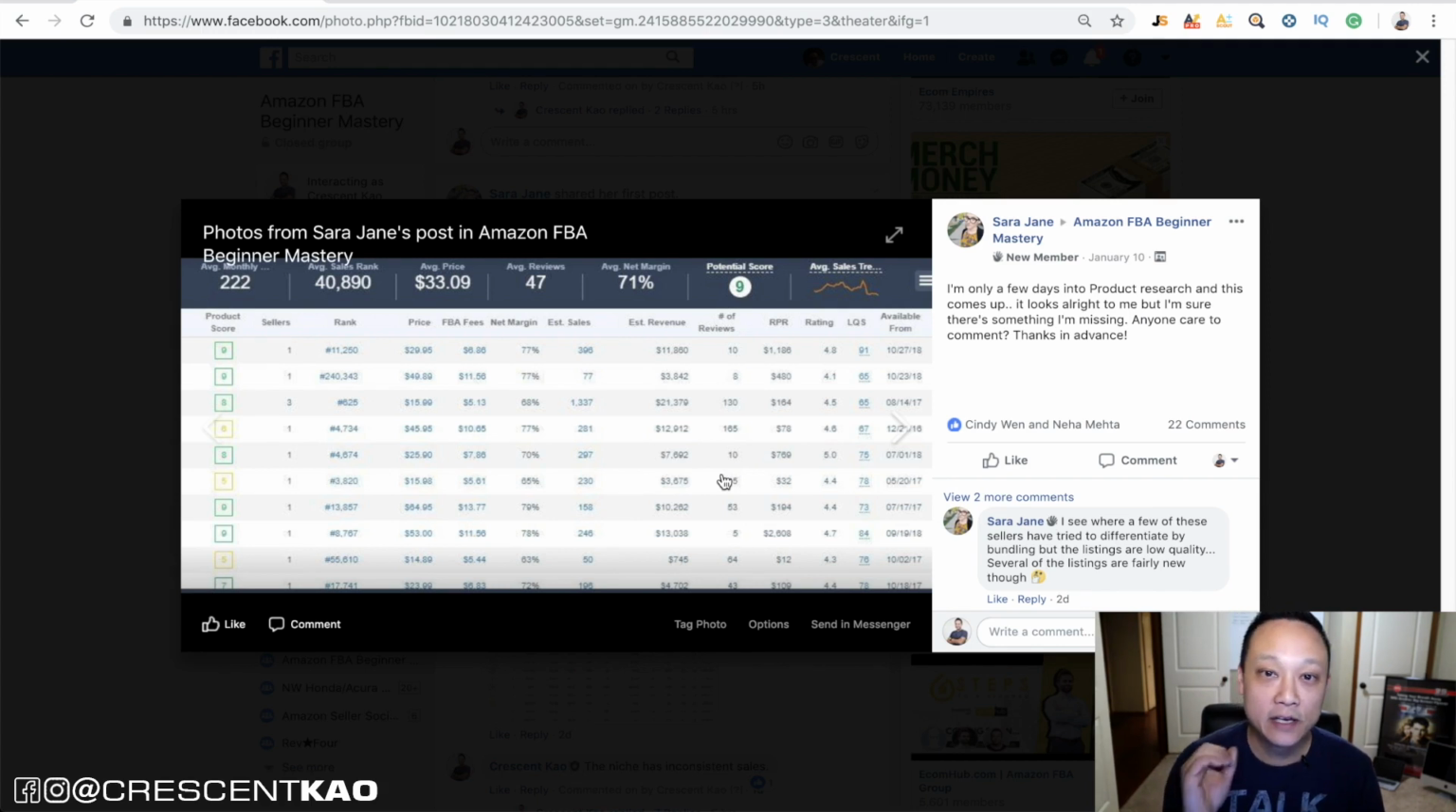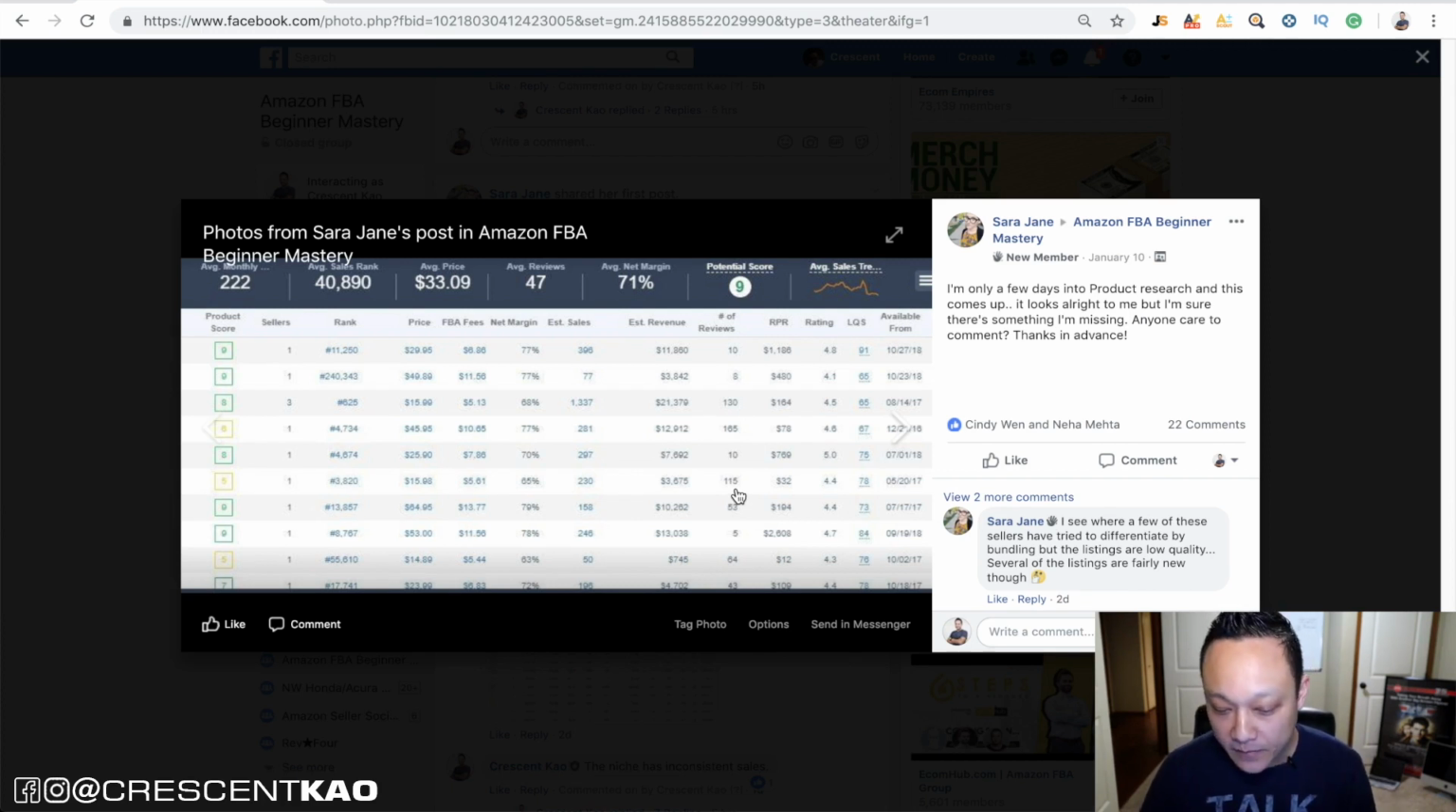And then for the competition, you want to make sure that 7 out of the top 10 listings have less than 75 reviews. So let's take a look at what Sarah has here. And you can see the price point here is definitely above $15. And then the sales velocity here is looking like it's more than 250, so that's good. And then the number of reviews, you can count them here, 1, 2, 3 are higher than 75, so that's also good.